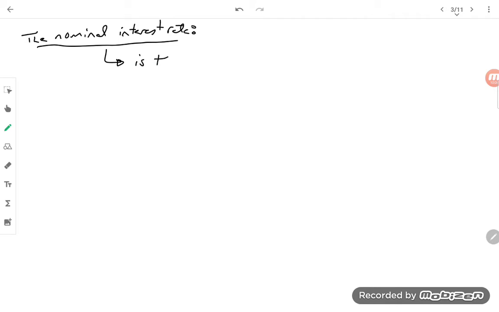Here we have to differentiate between nominal interest rate and real interest rate, or in other words, nominal or actual interest rate and real interest rate. What's nominal interest rate? Nominal interest rate is the actual rate of interest charged by the supplier of funds and paid by the demander.